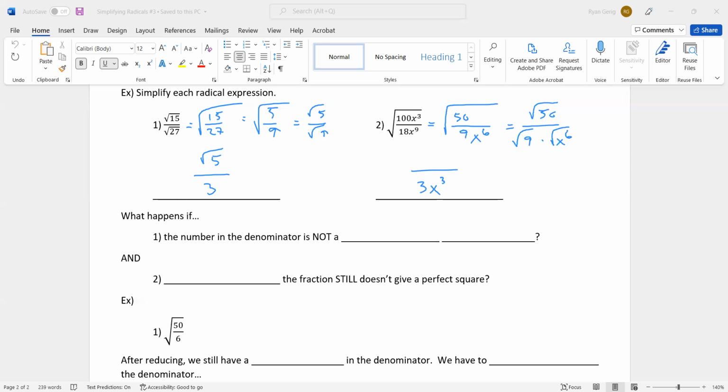Now I just got to simplify the top, which is 50. So that's 10 and 5. Again, we're going to go quick here. 5 and 2. That's a pair of 5s. That's 5 radical 2 over 3x to the 3rd.